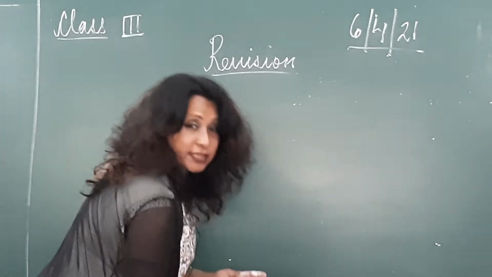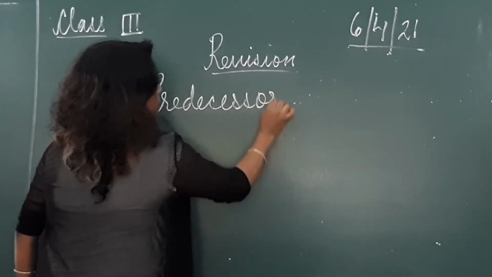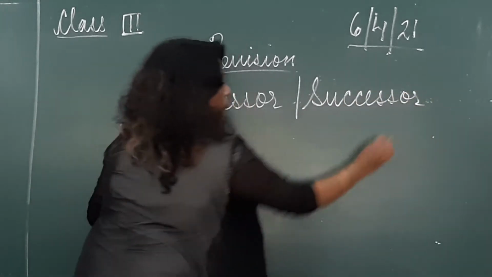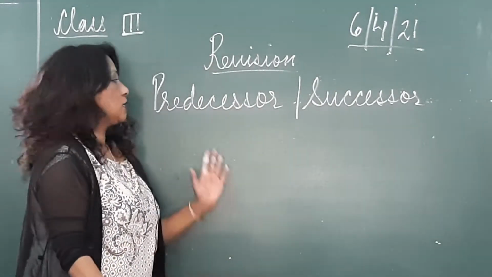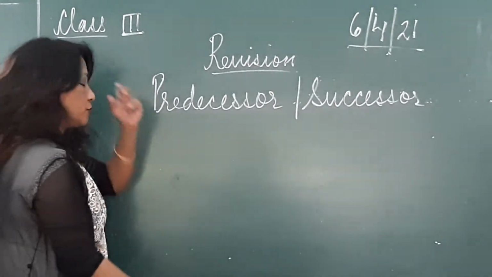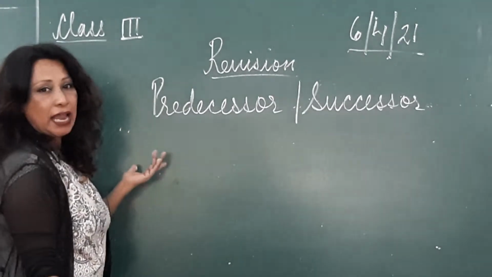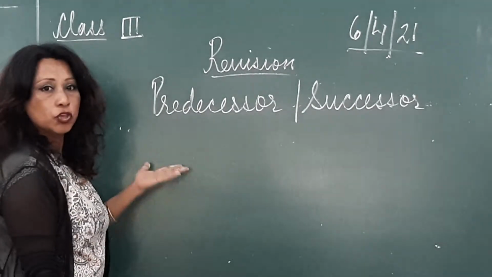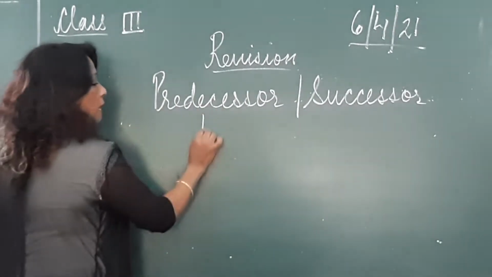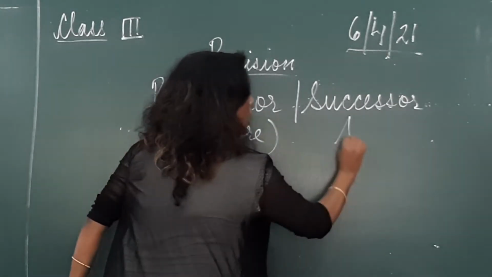Next we have predecessor and successor. What do you mean by predecessor? Again, this too I am going to show you with the help of some numbers. Predecessor means what comes before. In class 1 and class 2, and in UKG also, you were learning what comes before and what comes after. So predecessor means what comes before, and successor means what comes after.